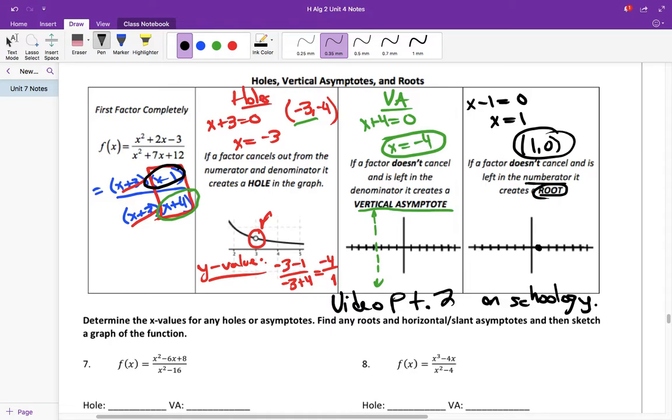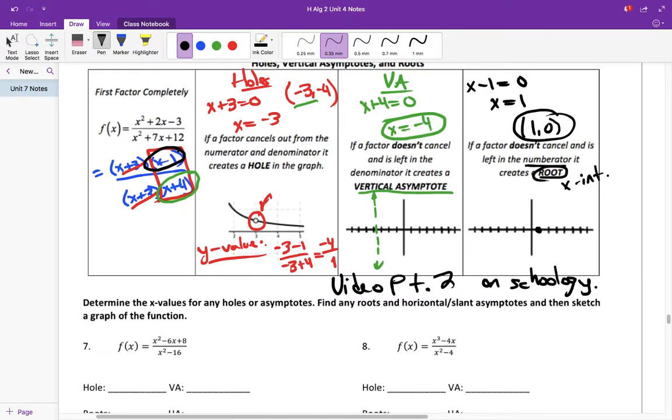Versus that last thing that we talked about with roots. Remember, another word for roots is x-intercepts. Keep that in mind as you're looking at it here. Notice that when you write each of those, they represent different things. Asymptotes will always be the equation of a line, so x equals or y equals. Holes and roots are points, so make sure you write those as an ordered pair.